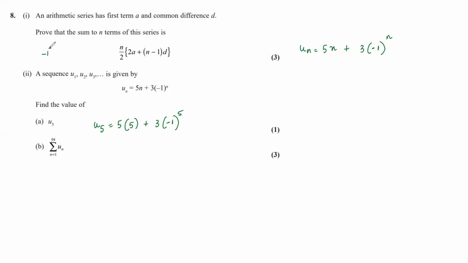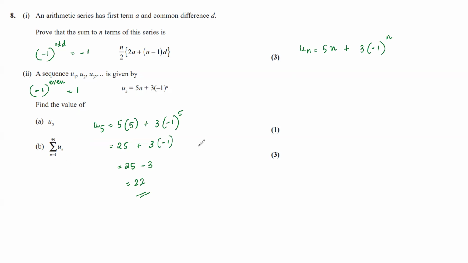So we know the rule that minus 1 to the power of any odd number is equal to minus 1, and minus 1 to the power of any even number will be positive 1. So this is 5 into 5 is 25 plus 3 into minus 1, that is minus 3. 25 minus 3 is 22. So we got the subdivision A answer here. Fifth term is 22.